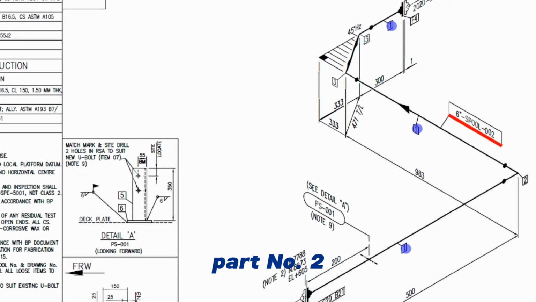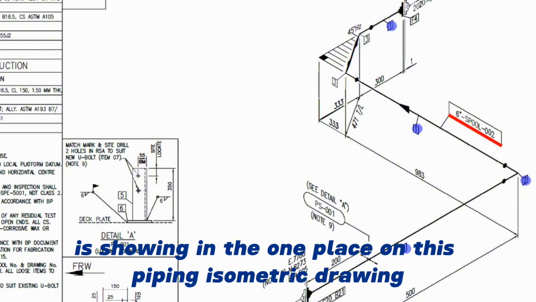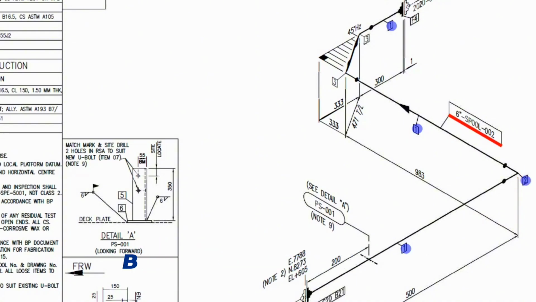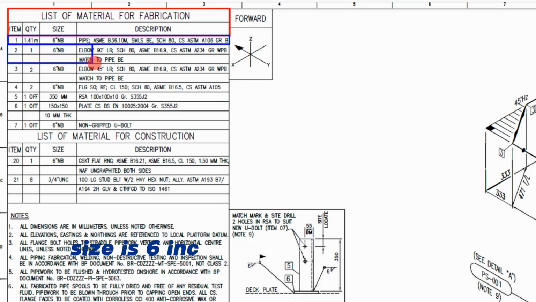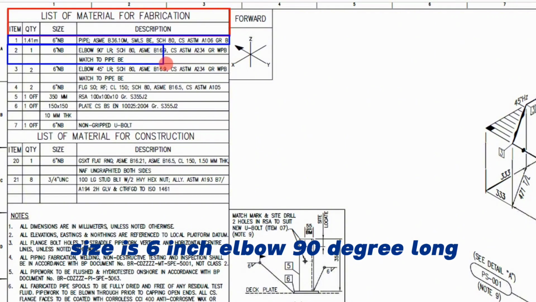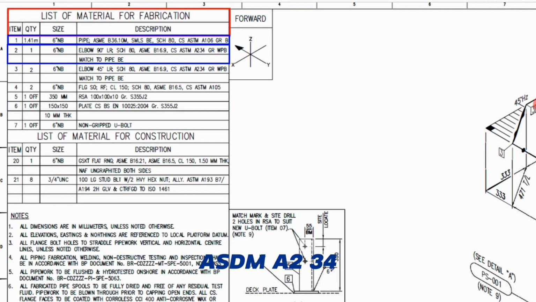Part number 2 is showing in one place on this piping isometric drawing. Let's look at the material list, bill of material. Item number 2, the quantity is 1 off, size is 6-inch, elbow 90 degree, long radius, Schedule 80, ASME B16.9, carbon steel material, ASTM A234.